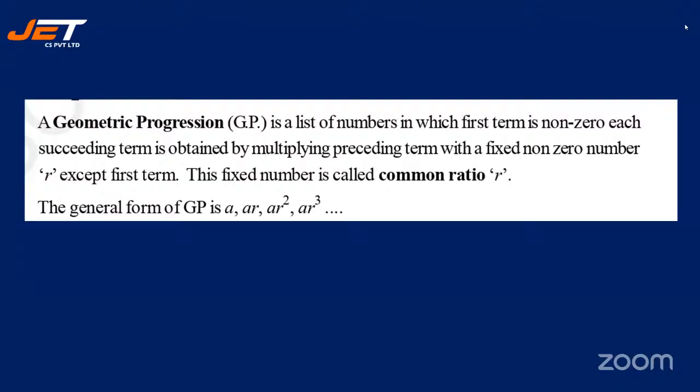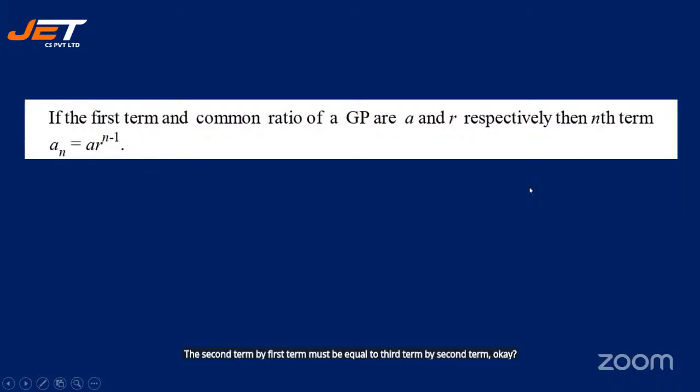The second term here is ar, the first term is a. So ar divided by a, on division, we get r, the ratio. Now, if you need to check that these are in GP, you have to check like this: the second term by the first term must be equal to the third term by the second term.